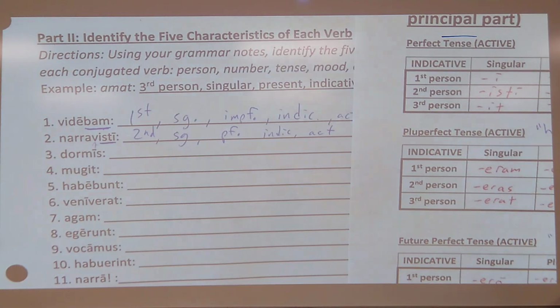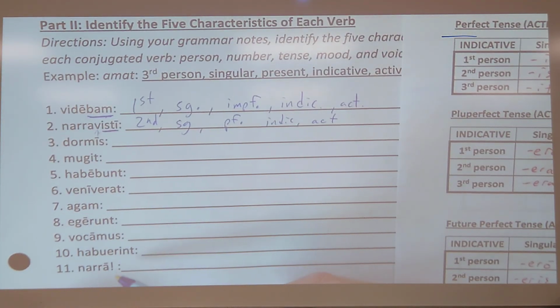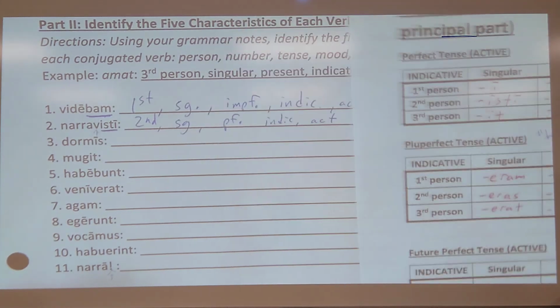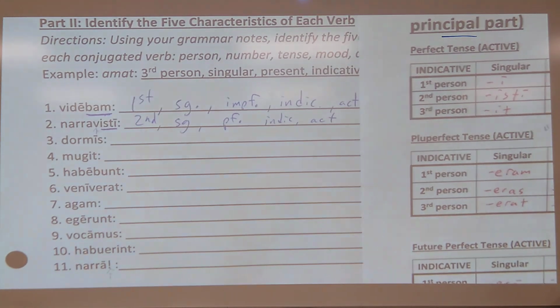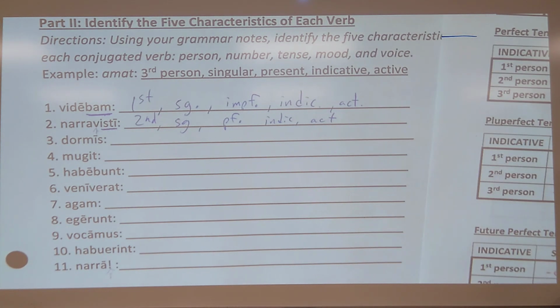Okay, so you can follow those steps for all of them. Number 11 is a little tricky, but the hint is the exclamation mark. So don't go crazy looking for that one. The ending is not on the sheet because of the mood that it's in. So you'll see that in just a second anyway when we go through the answers.